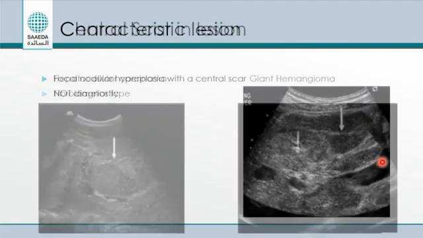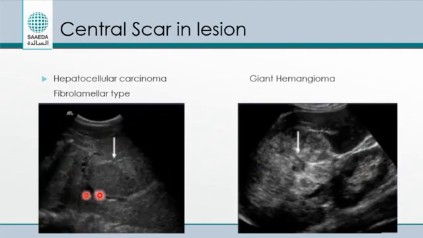But in this case, for example, this is a mass with a characteristic scar, and it was a fibrolamellar hepatocellular carcinoma. So you can never say never. It's not always. Most of the times, but not always. Again, you can see here, this is a giant lesion with a central scar, and it was a giant hemangioma. It's not a focal nodular hyperplasia.